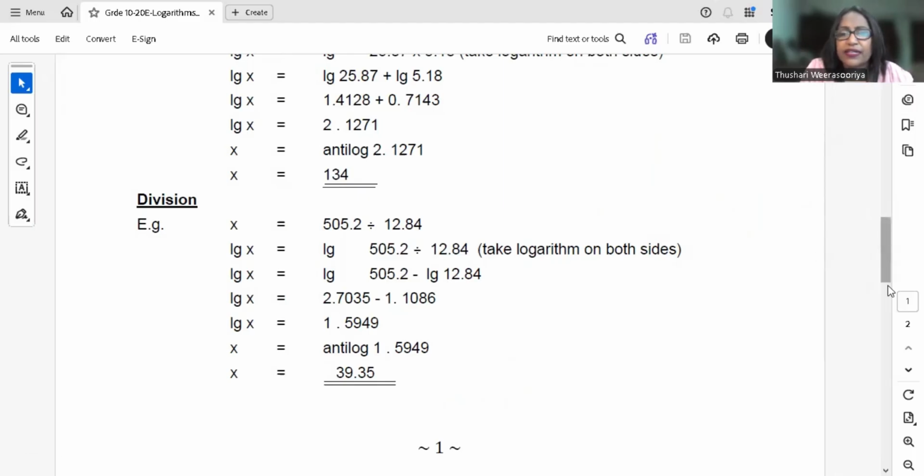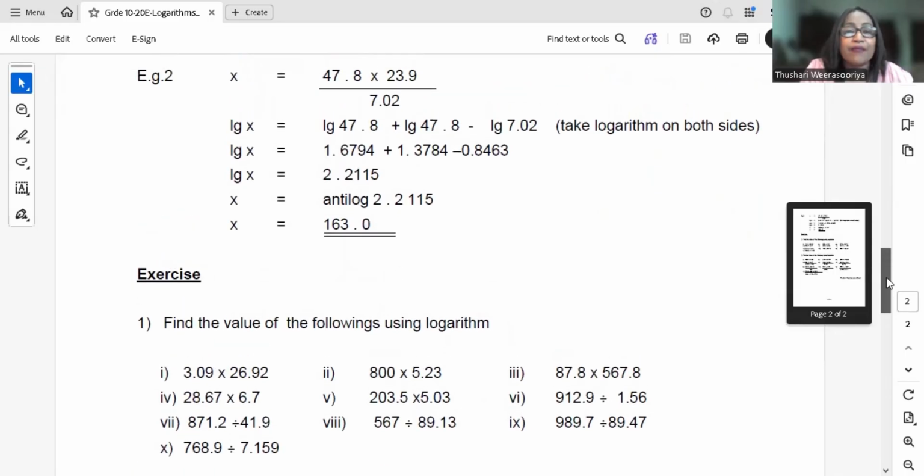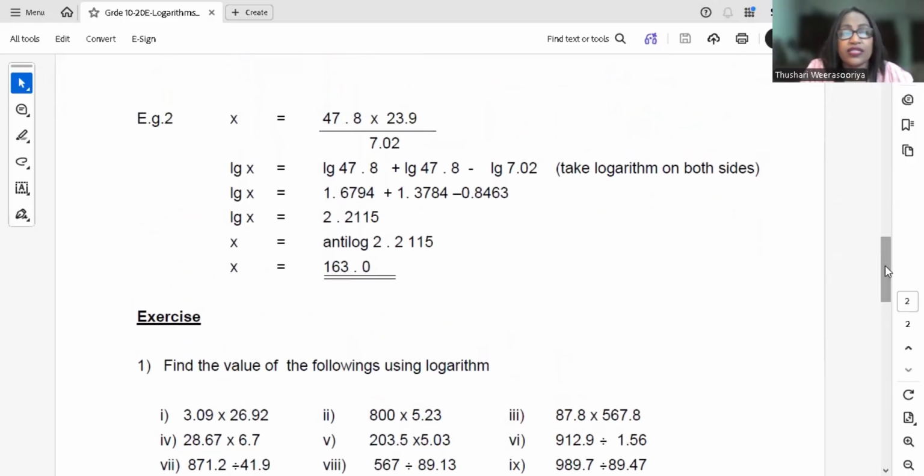Okay, you are given the log book in the exam. So that is also so easy then. Right? Now we go to another example where you get multiplication and division all together. As earlier, you take the log value of both sides. Then log of this, log of this, log of this. Then you can separate. Since this is a multiplication, you separate it as addition. Since this is a division, you write it as subtraction.